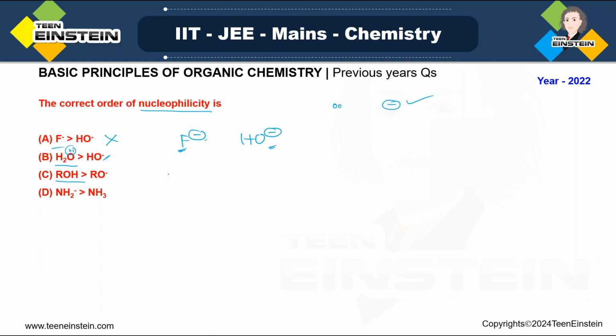The same explanation you can also give here. ROH means this is an alcohol. If it is acting as a nucleophile, it has to donate this lone pair and attack through this lone pair. But when it is RO minus, we have a direct negative charge, so RO minus should be more nucleophilic. This is also not correct. Now the last option: we are left with a negative charge over nitrogen compared with this lone pair over nitrogen. So this should be more nucleophilic. So this is the correct order of nucleophilicity. Okay, so we are at the end of the session. Thank you for listening.